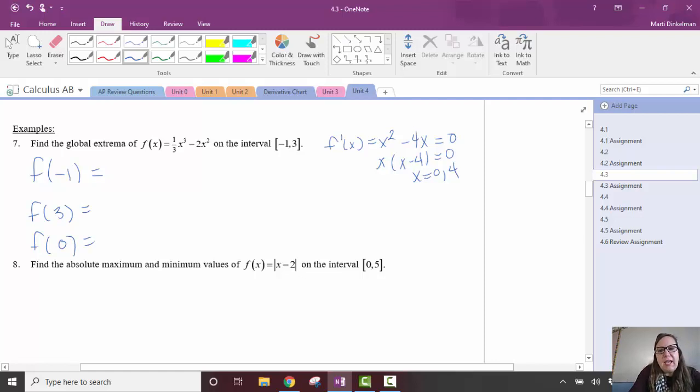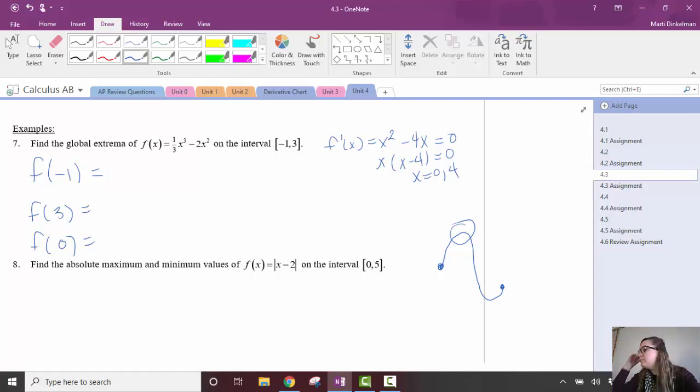So here's why we're checking endpoints and anywhere the derivative is 0. It could be that our endpoint is the max. Okay, so we want to check the endpoint. It could be, though, that the spot where the derivative is 0, the little hill there, is the absolute maximum. So we're checking both just in case because we're trying not to have to look at the picture here.